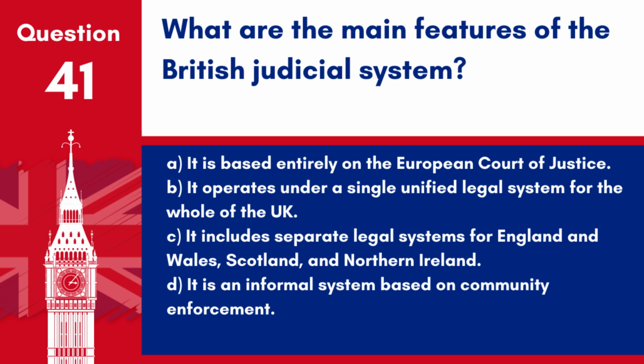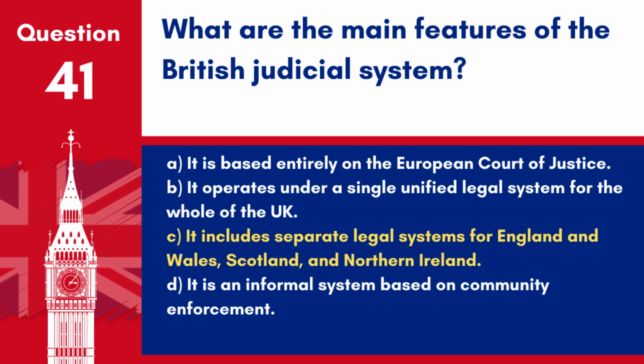Question 41. What are the main features of the British judicial system? A. It is based entirely on the European Court of Justice. B. It operates under a single unified legal system for the whole of the UK. C. It includes separate legal systems for England and Wales, Scotland, and Northern Ireland. D. It is an informal system based on community enforcement.